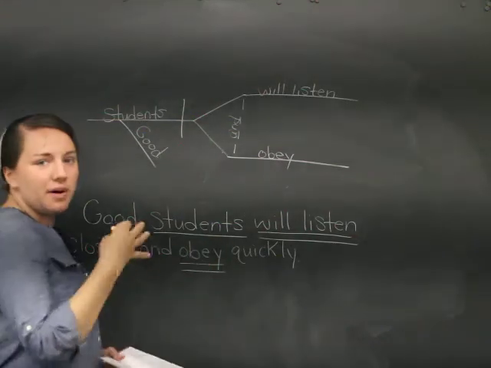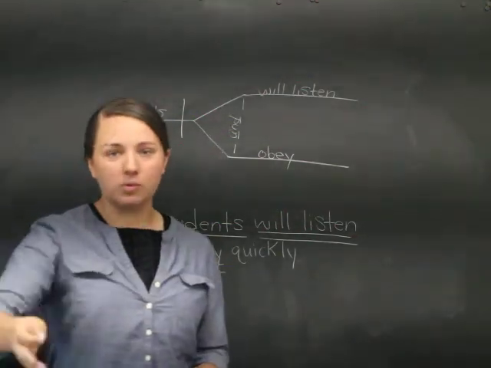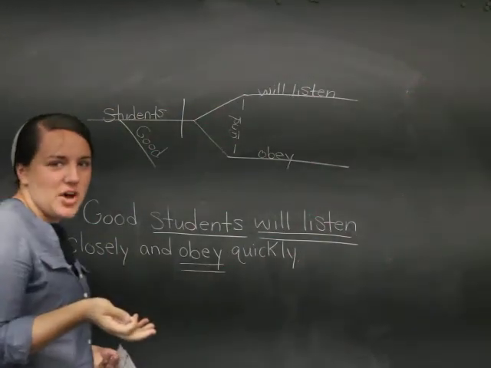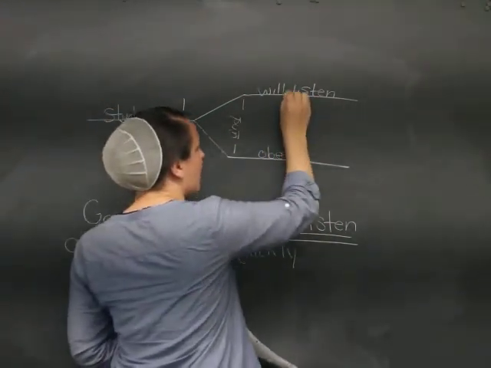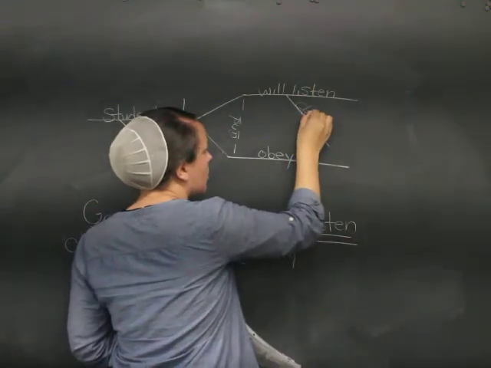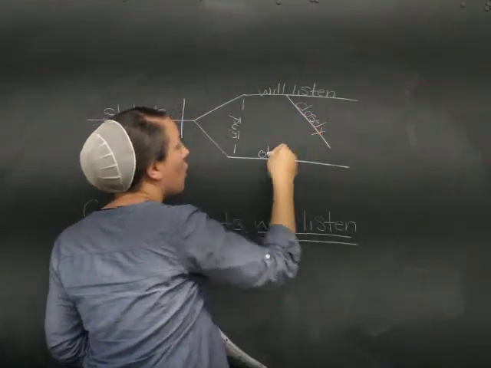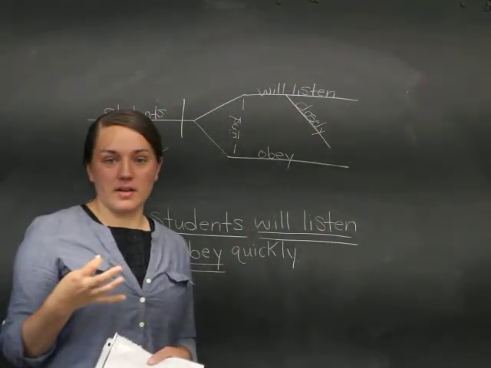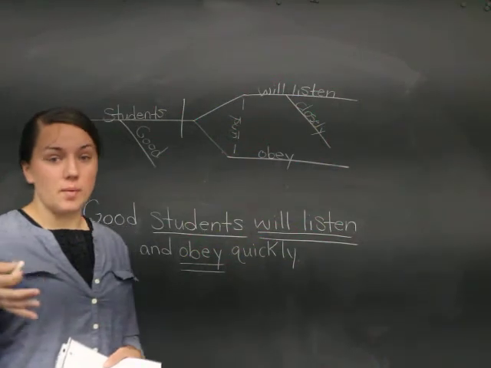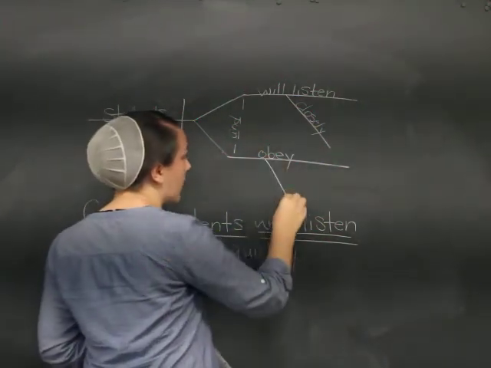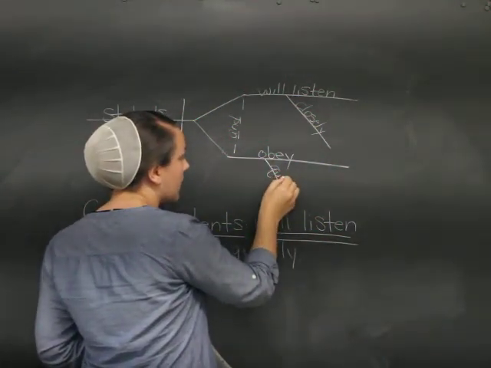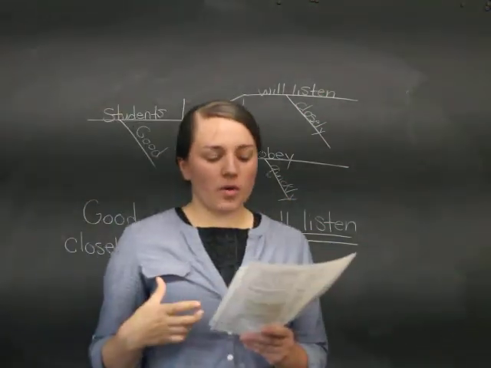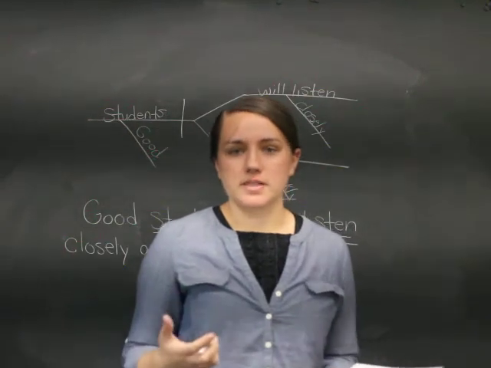Closely and quickly, what are they doing? They are describing words. What are they describing? Closely, what's that talking about? It's talking about how they will listen. They will listen closely. So you should put that underneath will listen. Quickly, what is that talking about? It's talking about how fast they're going to obey. So that should go right underneath obey. Quickly obey. All right?